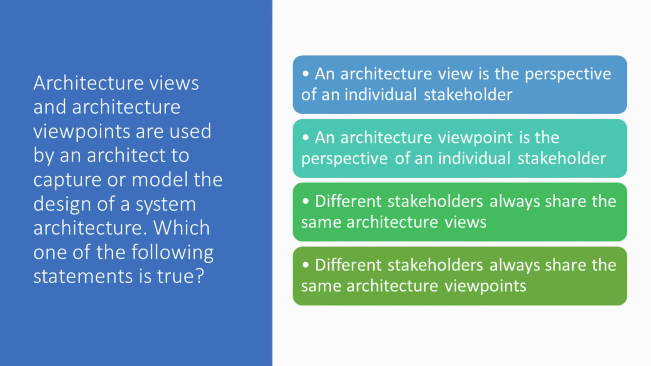Architecture views and architecture viewpoints are used by an architect to capture or model the design of a system architecture. Which one of the following statements is true? Options we have: A. An architecture view is the perspective of an individual stakeholder. B. An architecture viewpoint is the perspective of an individual stakeholder. C. Different stakeholders always share the same architecture views. D. Different stakeholders always share the same architecture viewpoints.